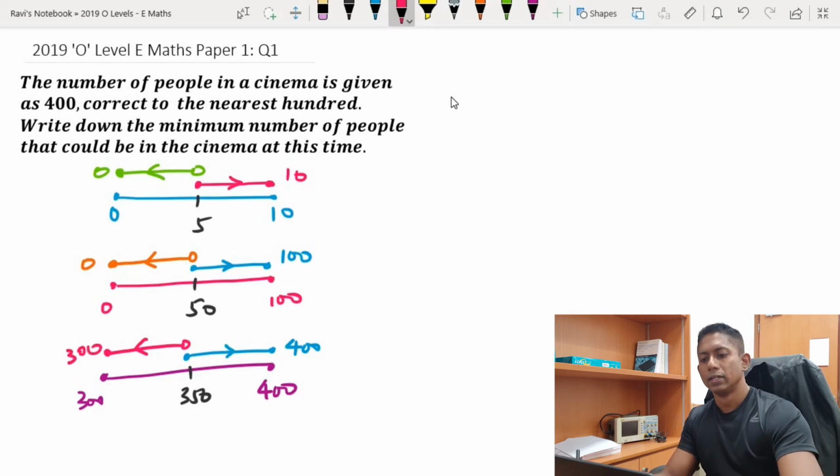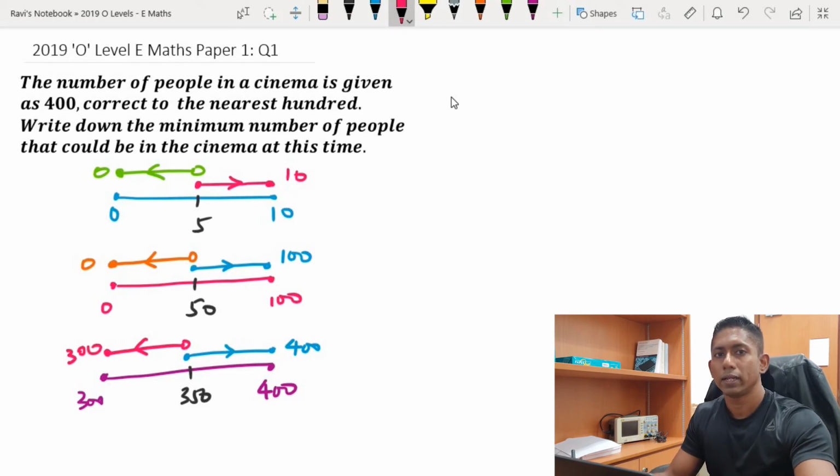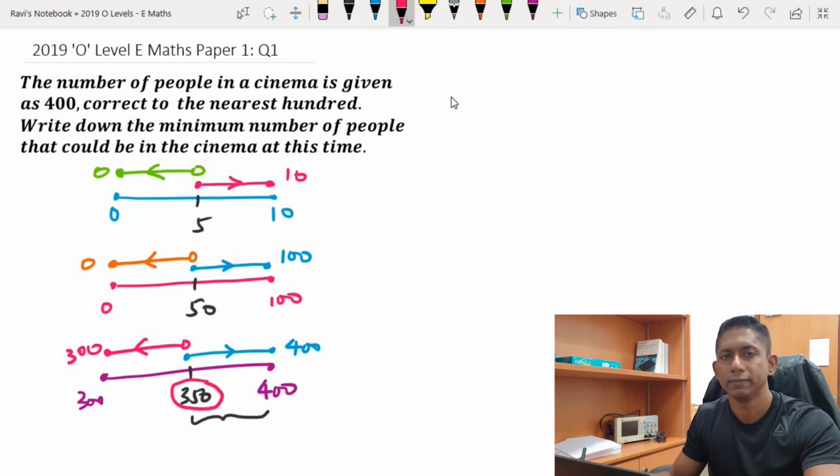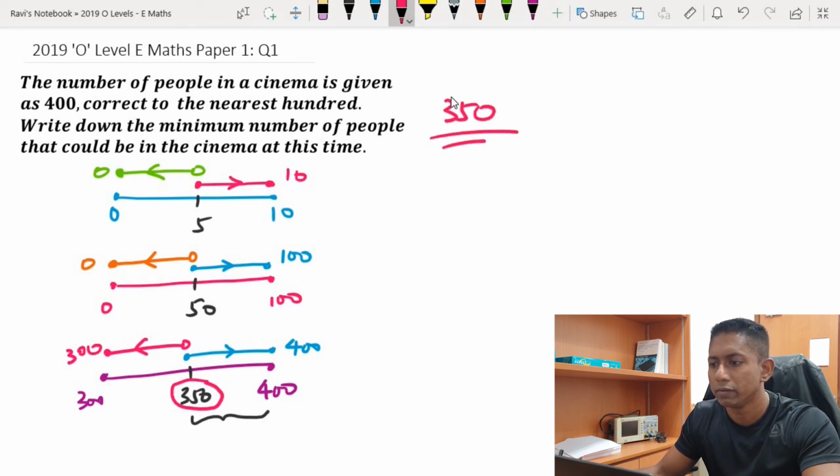With this understanding, if you look back at the question, we are given that the number of people rounded to the nearest 100 is 400. That means the number of people in the cinema at this time is in the range of 350 all the way to 400. That means the minimum number of people that could be in the cinema at this point of time is going to be 350. So the answer for this question is 350.